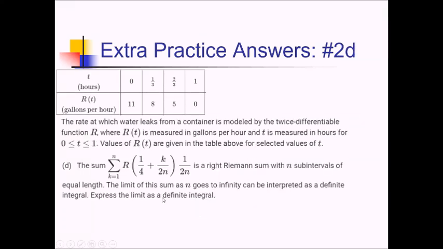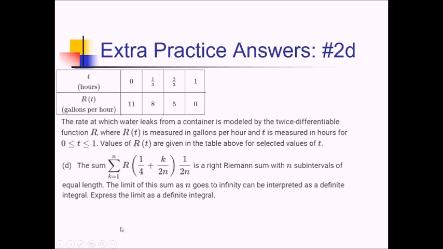On this problem, they're giving us this weird-looking sum here that's a right Riemann sum with n intervals of equal length. The limit of this sum as n goes to infinity can be interpreted as a definite integral. So they've basically given us the infinite rectangle Riemann sum version of a definite integral. They just want us to put this in definite integral form. So the function involved here is just the r function. This is basically an integral of the r function.